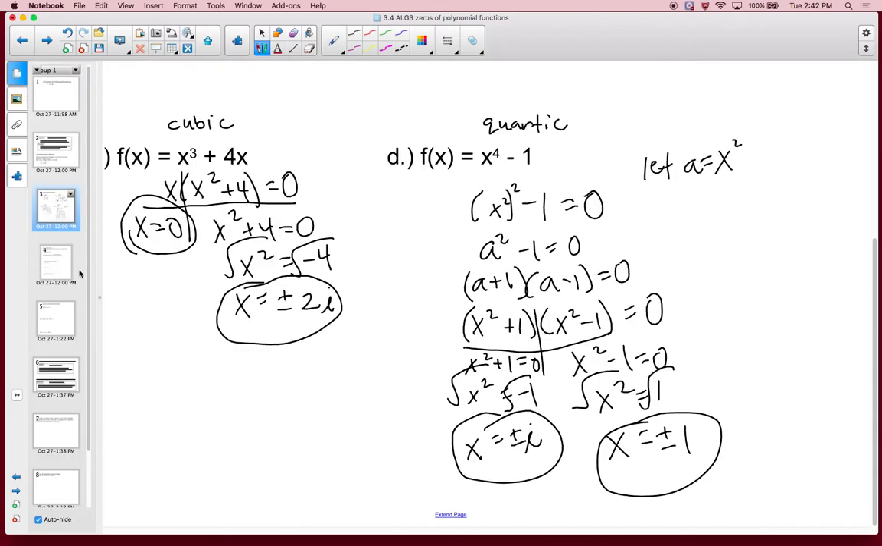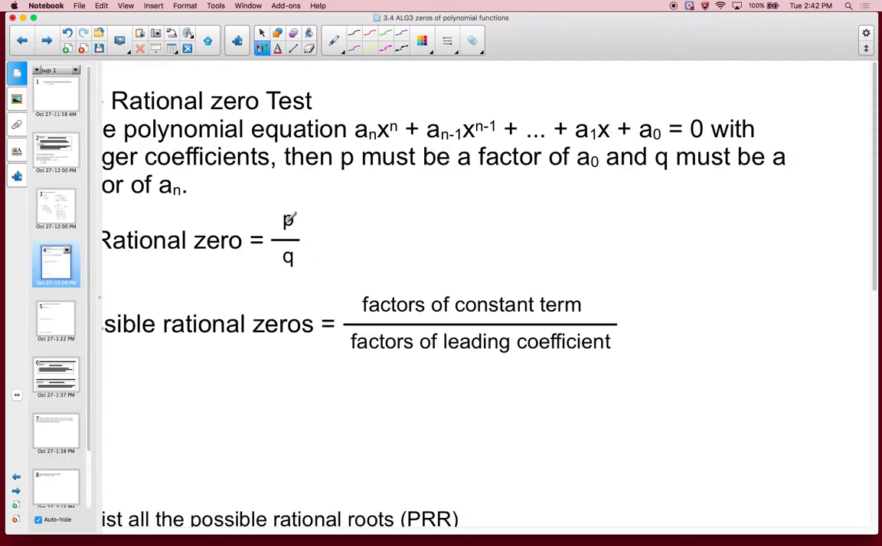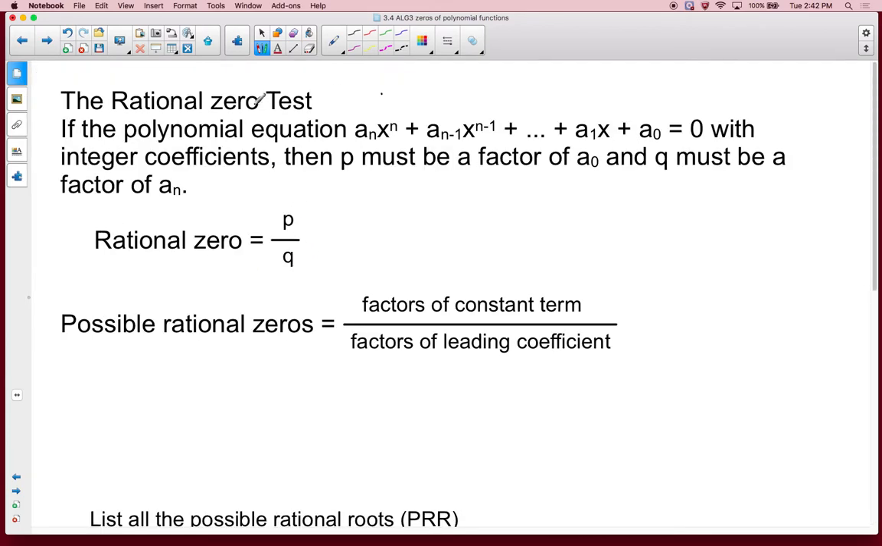Okay? So moving on here, this is when we're going to use the rational zero test, when you cannot factor it. And what we're going to do here is find the possible rational roots, or the possible rational zeros.